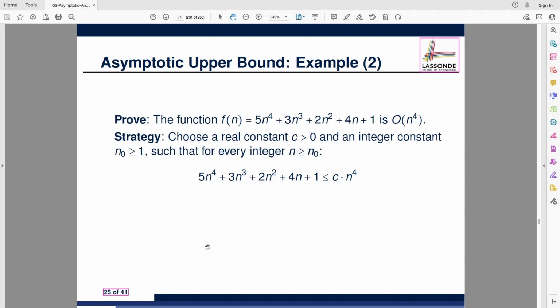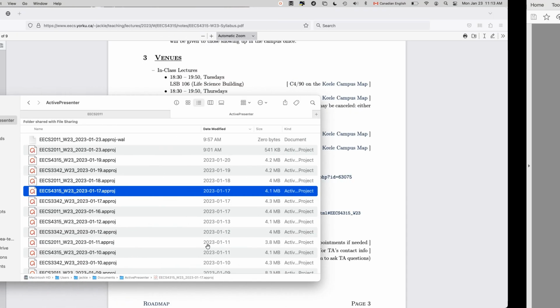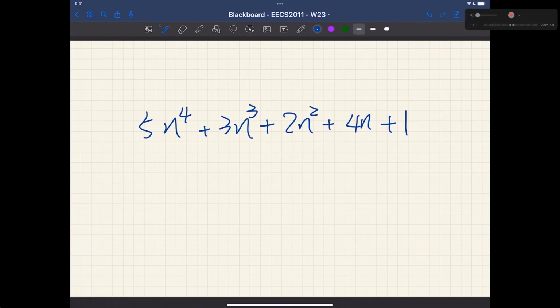I'll copy that to my notes. 5n to the power of 4 plus 3n cubed plus 2n squared plus 4n. Yeah, I know. I'm just copying that, so that's why I got to look at that. Yeah, that's why. Don't worry. There we go. All right.